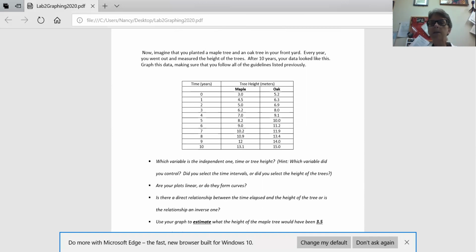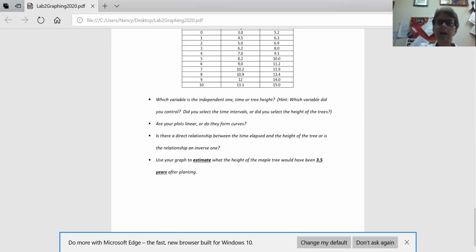So now here is some sample data that you will be responsible for graphing. So again, we have a time variable, which means that time would be your independent. And now you have two different trees. So you're either going to need to use two different symbols or two different colors. And you can graph all that data on one set of axes. So your graph is going to have two lines on it.